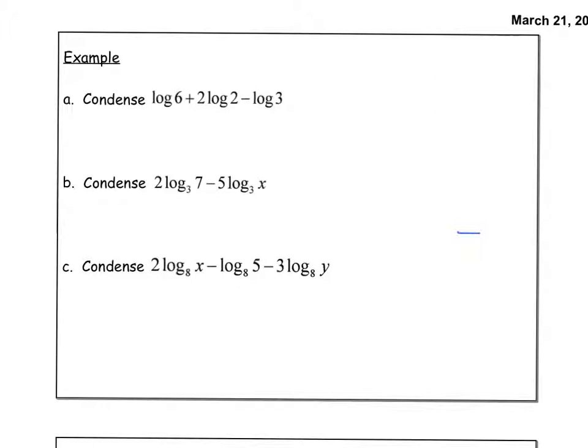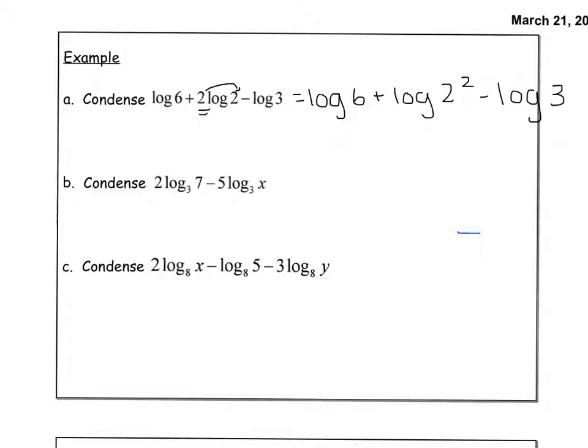Here are 3 examples that are a little bit more steps than what we were just going through. We're still condensing, we're still getting it down so there's only 1 log left, but there's a little bit more condensing that we have to do. Same steps still apply. We first want to get rid of those exponents. So first, this is going to change into log of 6 plus log of 2 squared, because that 2 out front becomes the exponent, minus log of 3.